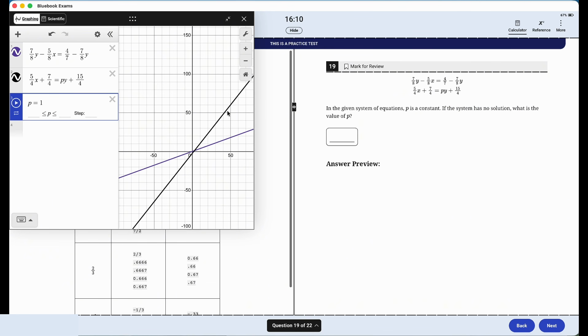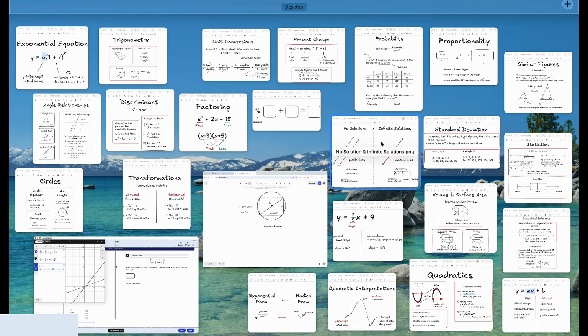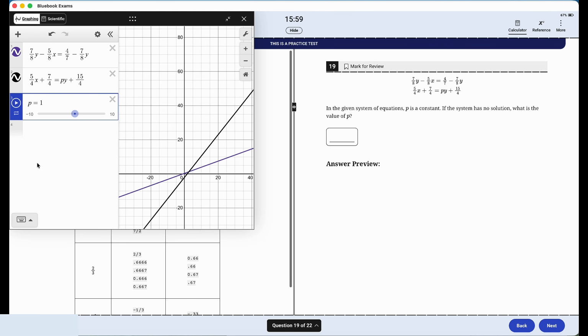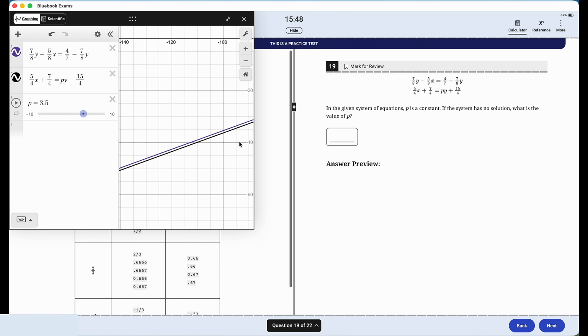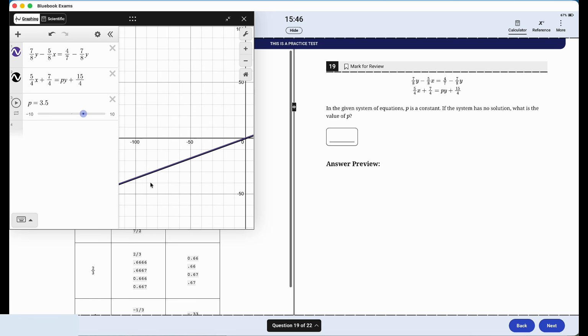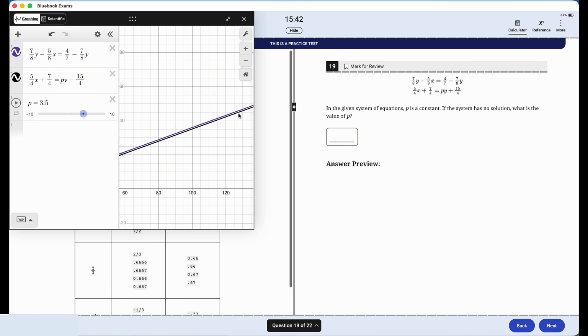So here's a really cool way. You add P, and now that it knows what P is, in this case 1, it shows us what it looks like. But this is obviously not no solution. For no solution, we want them to be parallel. So you can just drag this slider along, and you see they're starting to become more parallel. And so it looks like 3.5. So you go over here, zoom out, make sure they remain parallel. I think if you go out to like 100 in each direction, they're still parallel, you're good to go. So yeah, 3.5 looks good.